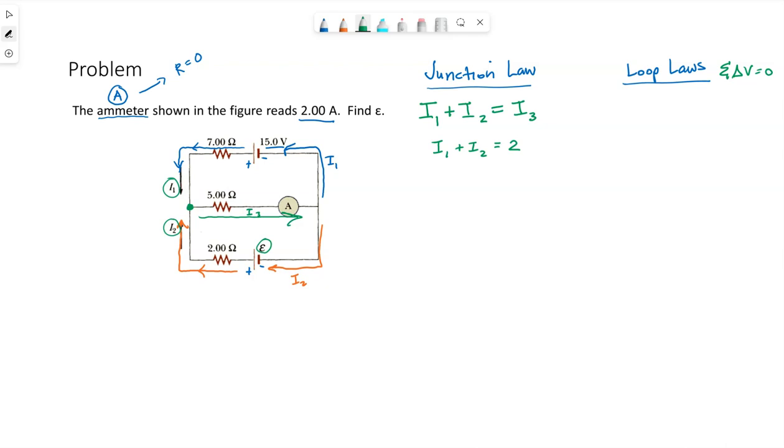I do happen to know, though, or I can figure out, delta V for this 5 ohm resistor will be this current flowing through it, the 2 amps, times its resistance. So I do know that delta V is 10 volts for this 5 ohm resistor. So if I can take a loop that will take me through that 5 ohm resistor, then it will probably simplify an equation down a little bit. So for example, the top loop.